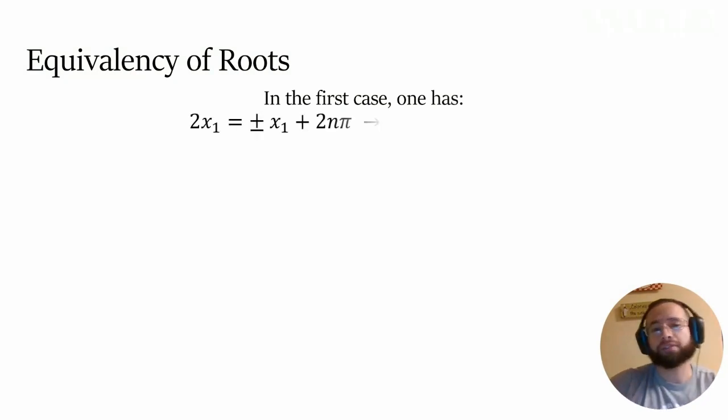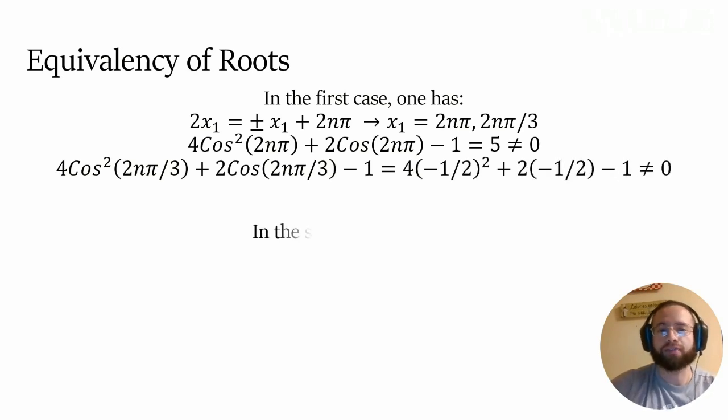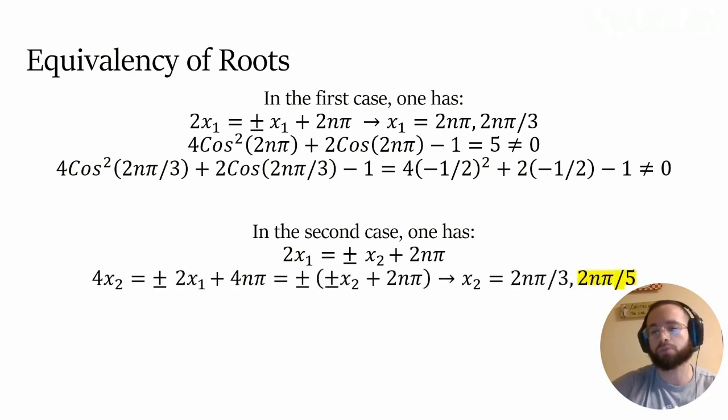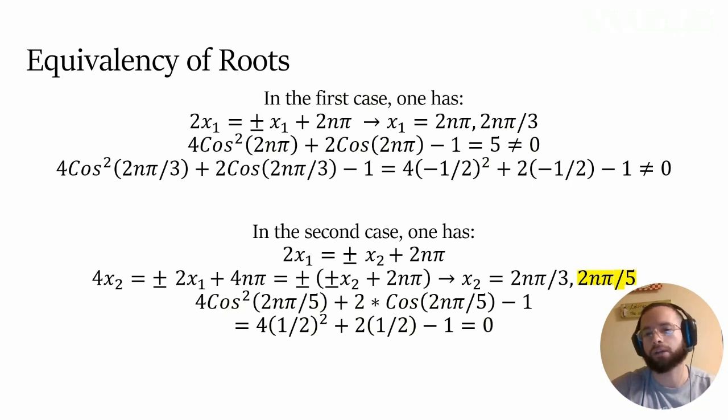In the first case, we have the following. 2x1 equal to plus or minus x1 plus 2n pi. Now, if x1 is negative, then we can add x1, which is 3x1, divide by 3, so we have x1 is 2n pi over 3. If it's positive, then we subtract x1, we're left with x1 equal to 2n pi. Alright, so we just need to plug in the values and see which one gives us the solution to 0. So for 4 cosine squared 2n pi plus 2 times cosine 2n pi minus 1, remember that cosine of any integer multiple of 2 pi is the value of 1, right?